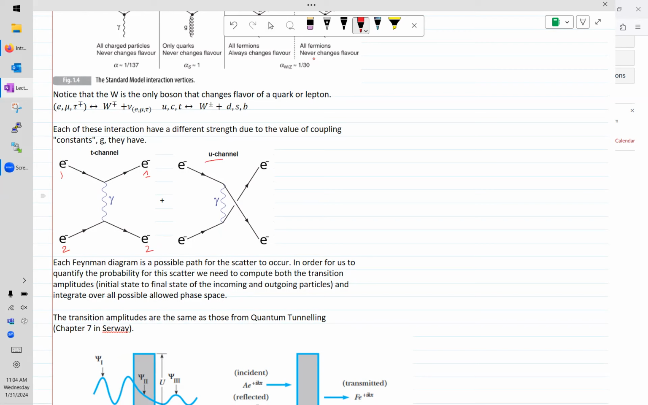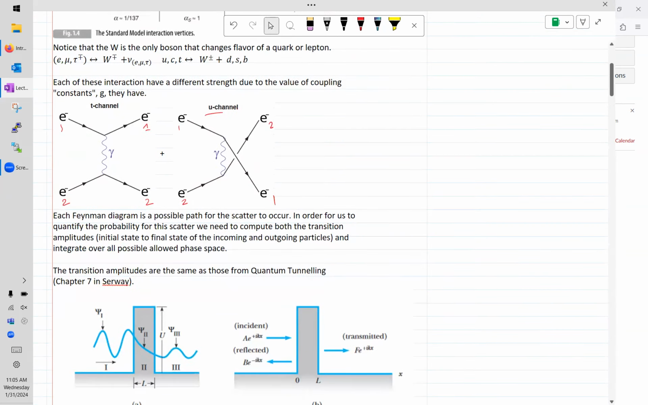There's also this U channel. What happens in the U channel is that the outgoing particle momenta swap places, so instead of electron 1 going to the top, electron 1 actually goes to the bottom instead. In the case of identical particles, you cannot tell the difference between the two electrons. Therefore, in quantum mechanics, if you cannot tell the difference between the two processes, you have to sum up their amplitudes together and then square the entire amplitude. That's how you calculate the probabilities. We're going to see a little example of this with quantum tunneling in a second.